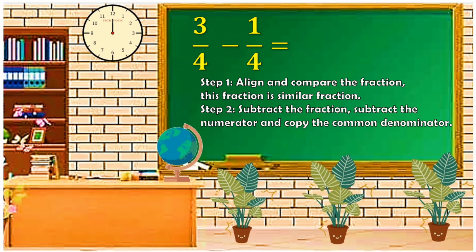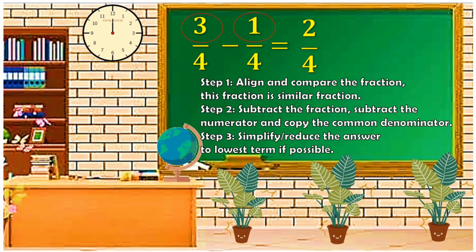Step 2. Subtract the fractions. Subtract the numerator and copy the common denominator. 3 minus 1 equals 2, and the common denominator is 4. So we have 2/4.